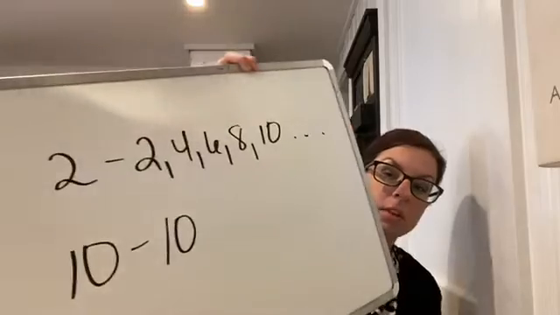So like for 2 and 10, you can't get any lower than 2. So the least common multiple: 2, 4, 6, 8, 10, and 10 multiplied by itself, or by 1, is 10. So the least common multiple is going to be 10. That just makes it easier.